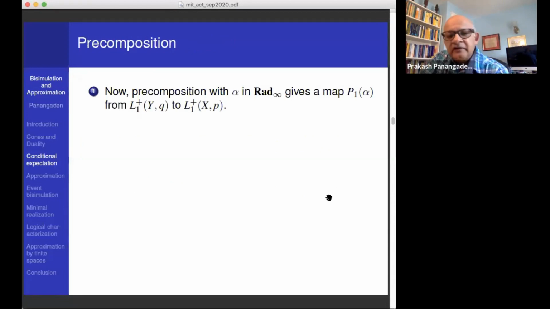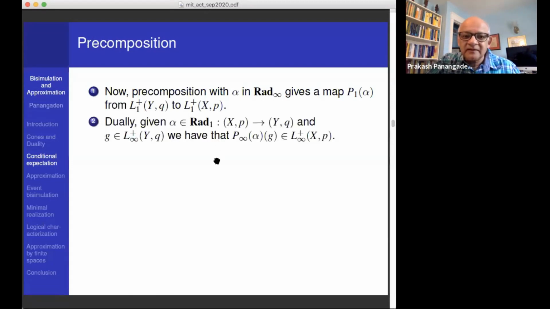Okay, more ingredients. So precomposition with alpha in rad infinity gives a map which I'll call P1 alpha. And this, of course, goes from L1 plus Y to L1 plus X. Of course, because I'm precomposing, the map goes in the contra direction. So alpha goes from X to Y. Precomposing with alpha will give me a map from L1 plus Y to L1 plus X. And dually, given a map in rad1, I'll get corresponding maps, again with the directions reversed.